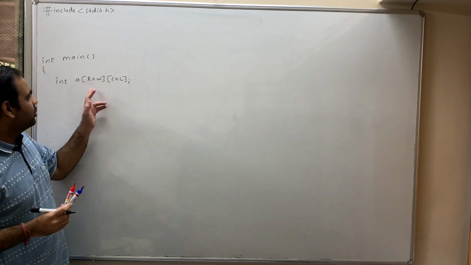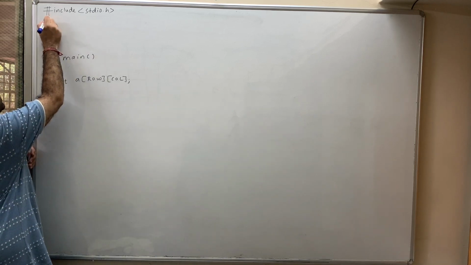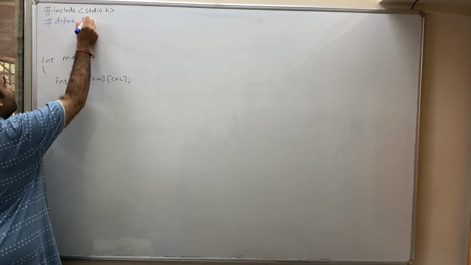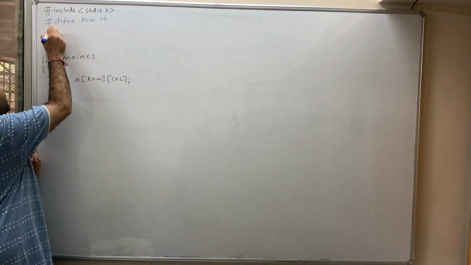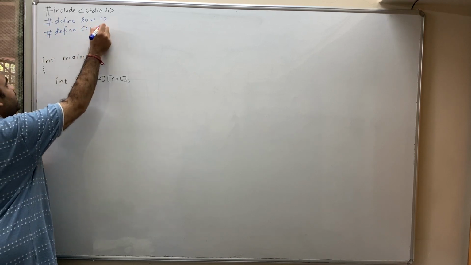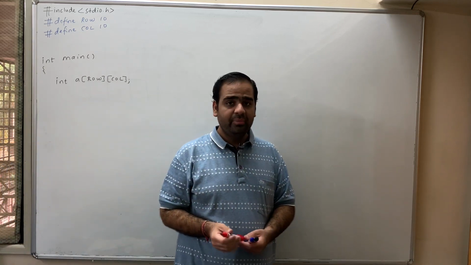Now what is this row and what is this column? We need to define it. Therefore we write here hash define. Let the number of rows be say 10, you can make it as 100, anything. And I write here hash define number of columns to be 10. Now what will happen as soon as you say this? The memory will be allocated.